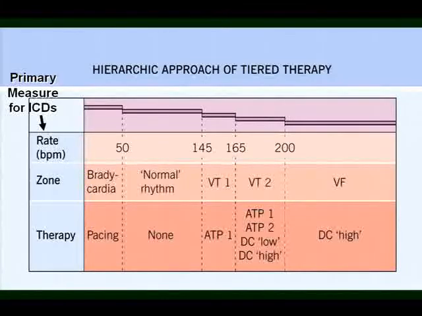Now, how do defibrillators work? Well, the primary thing is the defibrillator measures rate. If you're too slow, you get treated for bradycardia with pacing. If you're right in the middle, if you're normal, you get no therapy from the defibrillator. If you're too fast, we can treat that rhythm, and we can treat it very aggressively with DC shocks, or we can use various pacing modes and various other types of shocks to try to terminate the arrhythmia.